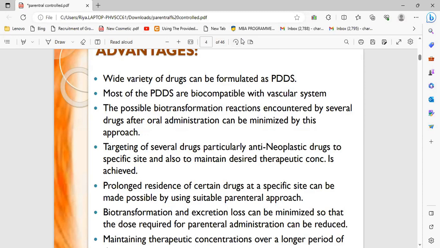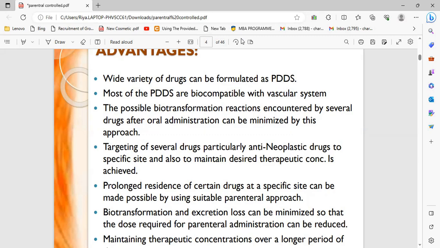Biotransformation and excretion loss can be minimized, so the dose required for parenteral administration can be reduced. When you give the drug orally, some of the drug will be absorbed and some will be excreted through the feces. So first pass metabolism also influences the size of the dose, because with an oral drug delivery system we have to consider this biotransformation and excretion of the drug through the feces.